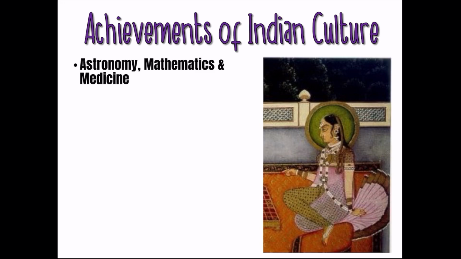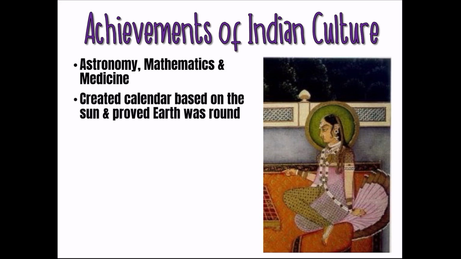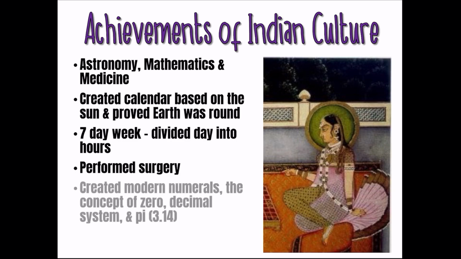With medicine, they had quite a few things. They used different herbs. They also developed a system of medicine called Ayurveda, and they came up with a bunch of different treatments for different diseases. They also explained how to treat medical problems like broken bones. They had calendar systems. They had a 7-day week, which was divided into hours for the days. They did surgery, and they created modern numbers, which I just mentioned.